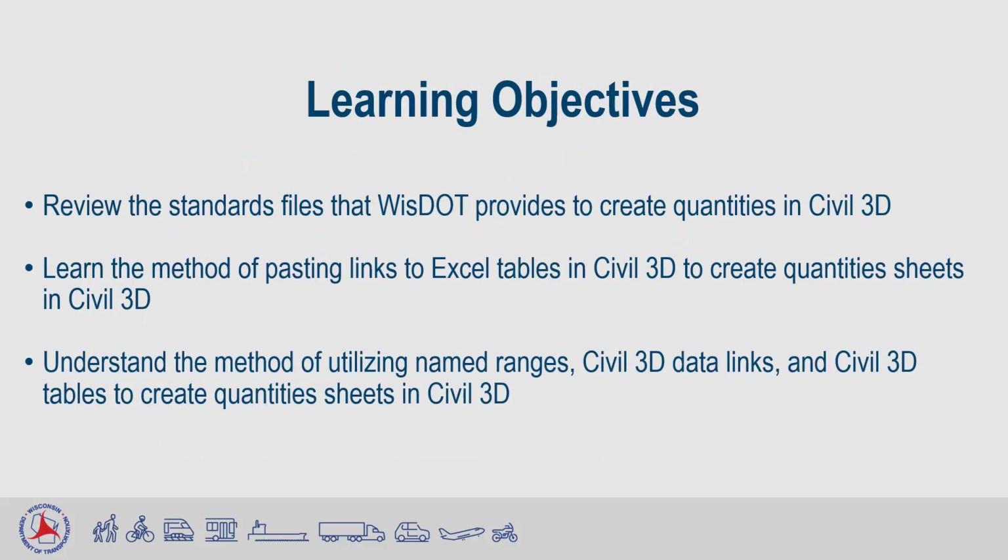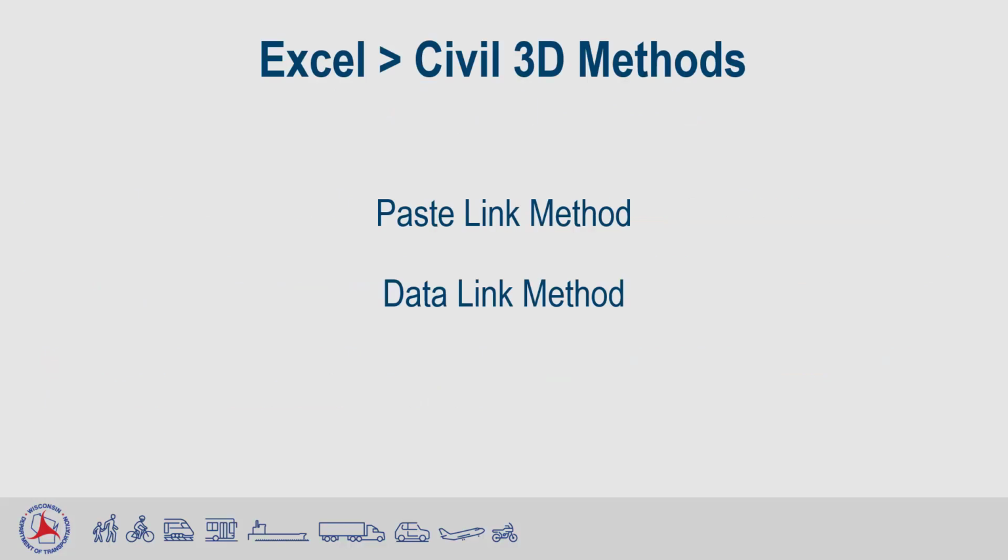Today we're going to talk about taking Excel quantity tables and converting them into Civil 3D plan sheets. We're going to review the standard files that WisDOT produces to create these quantities plan sheets in Civil 3D. We're going to learn about the method of pasting links from Excel tables to Civil 3D, and then we're also going to learn about and understand the method of utilizing Excel named ranges, Civil 3D data links, and Civil 3D tables to create quantity sheets in Civil 3D.